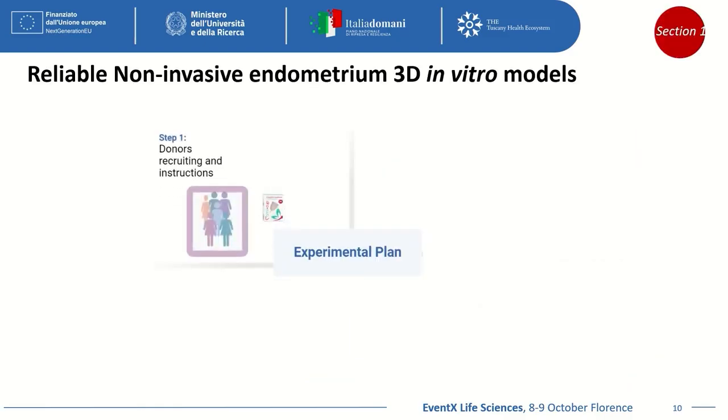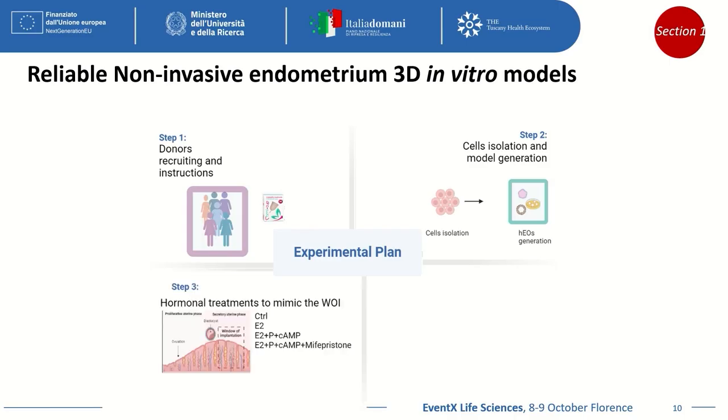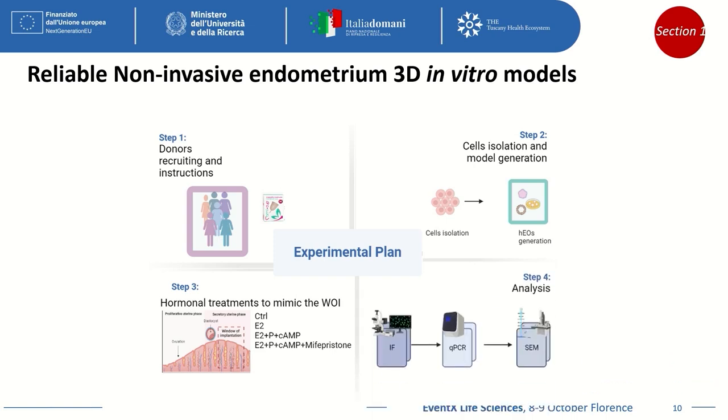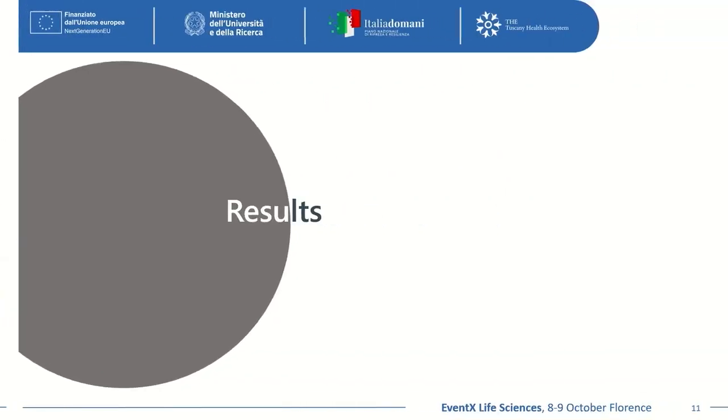The first part of the first objective was to recruit donors and give them the instruction to the use of the menstrual cup. The second part was to generate the model and then stimulate this model using the hormones that are the actors of this implantation, so the estrogen, the progesterone, and the cyclic AMP. Also, we wanted to see if this secretory phase that we are mimicking is possible to be reversed using mifepristone, a drug that is an antagonist of the progesterone. And then we analyzed our results through immunofluorescence, qPCR, and scanning electron microscopy.